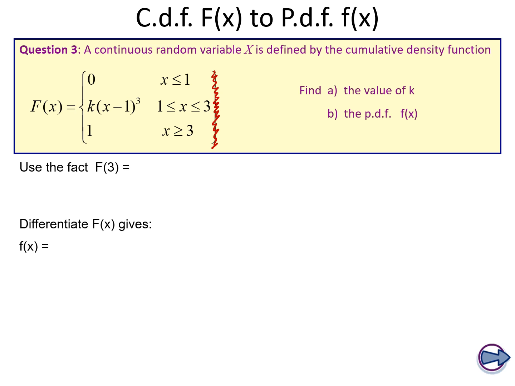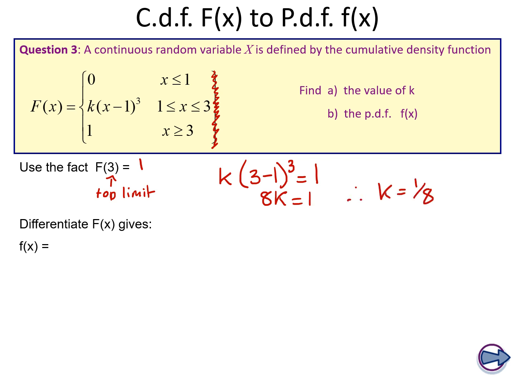So finding the value of K, we've said before, if you put in the top limit, it will give you an area of 1. So if we put 3 in there as our X, we know that will equal 1. So that's 8K equals 1, therefore K equals 1/8. Done. Nice. So done part A.